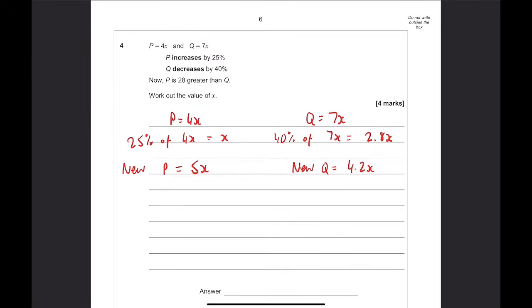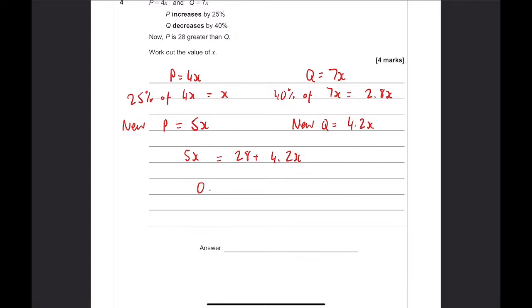Now P is 28 greater than Q, so 5x is going to be 28 plus 4.2x. Which ultimately means 0.8x is equal to 28. If we divide that by 4, we can get 0.2x equals 7, so x is equal to 35.